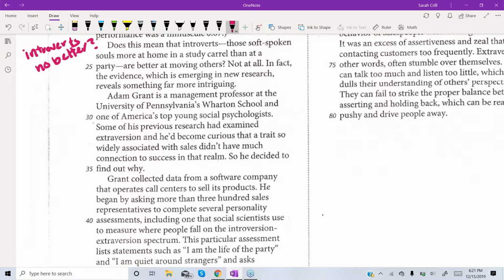The next paragraph, Adam Grant is a management professor at the University of Pennsylvania's Wharton School and one of America's top young social psychologists. Some of his previous research had examined extroversion, and he'd become curious that a trait so widely associated with sales didn't have much connection to success in that realm. So he decided to find out why. So this is a new study, different from the one that was mentioned before.